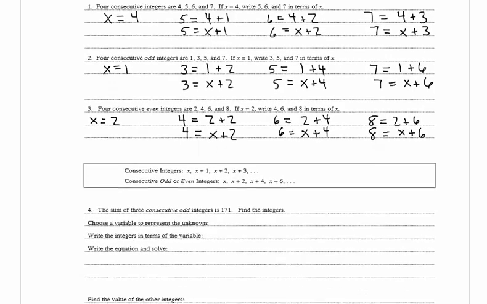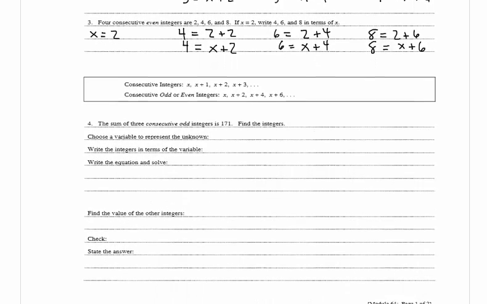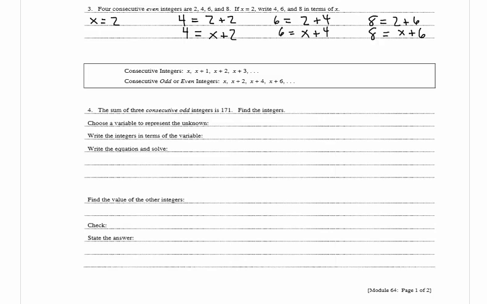So in the box, they tell us that if we want consecutive integers, we would have x, x plus 1, x plus 2, x plus 3, and so on until we have the number of integers we're looking for. And if we want consecutive odd or even integers, we're going to have x, x plus 2, x plus 4, x plus 6, and so on until we have the number of integers we're looking for.